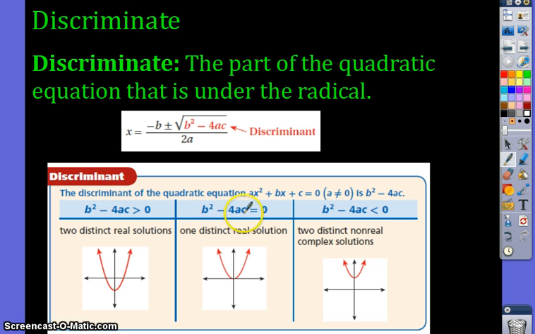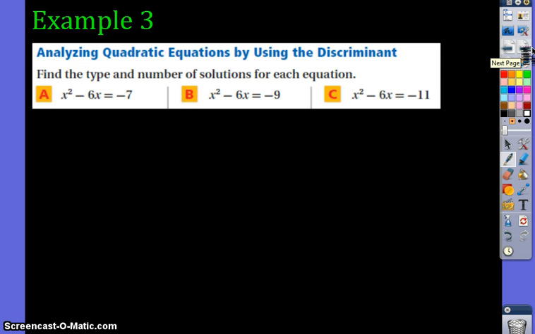If you have a situation where your discriminant is equal to 0, you're going to have 1 solution. In other words, it's going to touch at the origin. And then if you have a situation where b squared minus 4ac is less than 0, you're going to wind up with no real solutions. They will be complex. So let's take a look at 3 really quick problems to try to figure out what our discriminant is and how many zeros we're going to have.